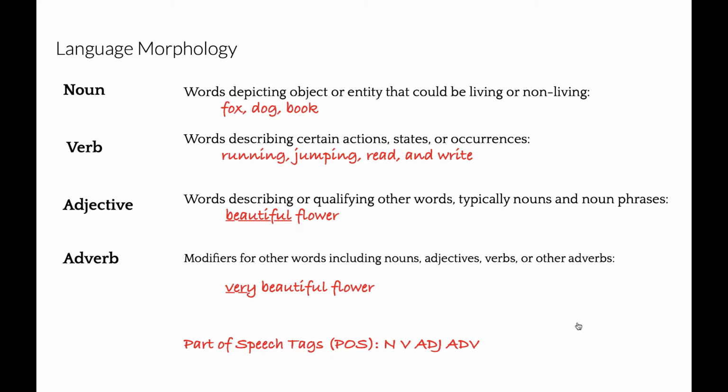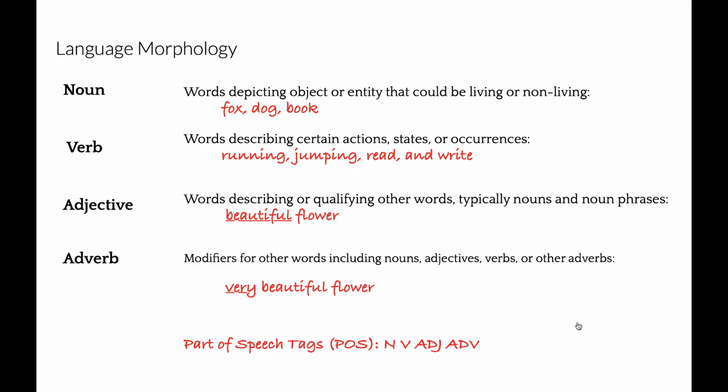Words typically fall into one of the following major part of speech categories. Nouns denote words that depict some object or entity that could be living or non-living. Verbs are words that are used to describe certain actions, states, or occurrences. There is a large variety of further subcategories like auxiliary, reflexive, and many more. Adjectives are words that describe other words, typically nouns or noun phrases. The phrase beautiful flower has the noun flower, which is described using the adjective beautiful.